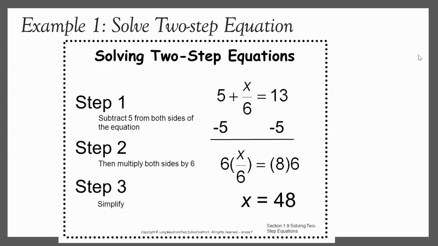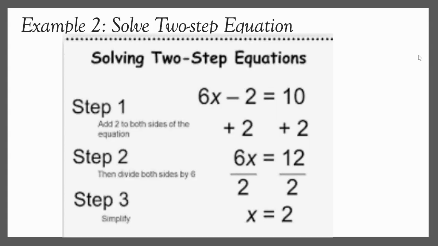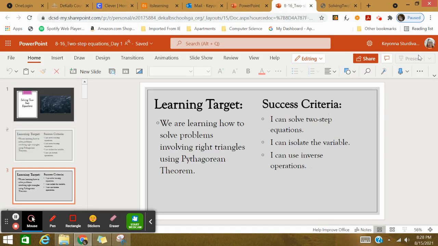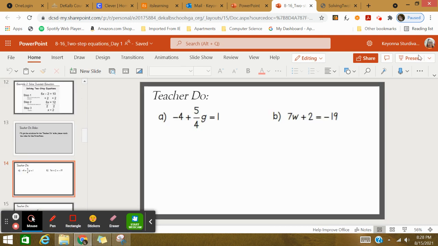So you guys were given two examples. Please make sure that you have these examples in your notes. We got an example on solving two-step equations with 5 plus x over 6 is equal to 13. And when they solved, they got x is equal to 48. And we have example number 2, 6x minus 2 is equal to 10. And when they solved it, they got x is equal to 2. And then the teacher do slides. So again, I'll go ahead and go through these just in case you guys need to see the example again prior to you actually working on the classwork.